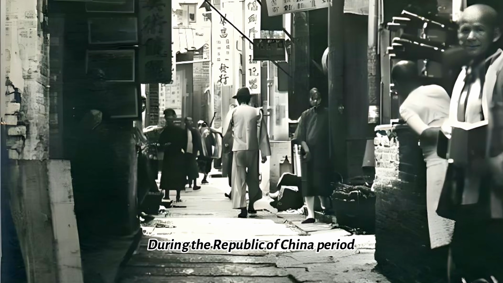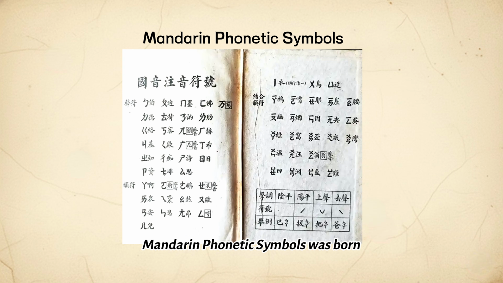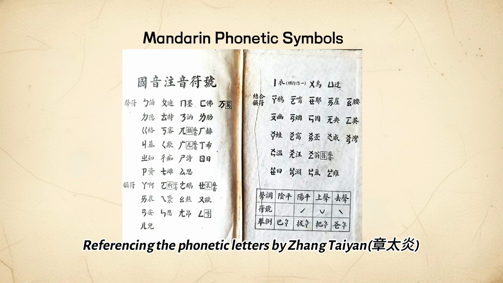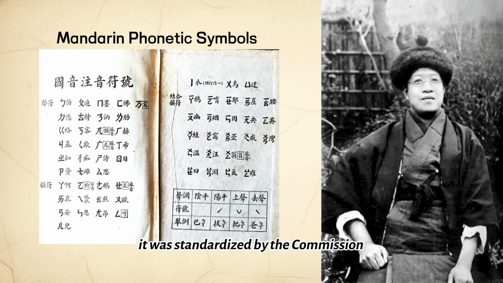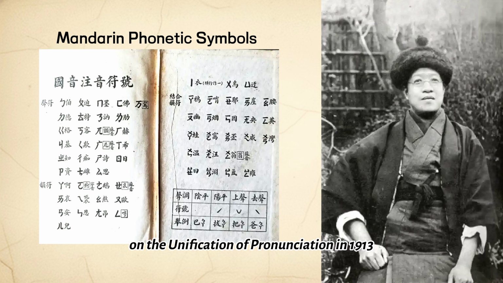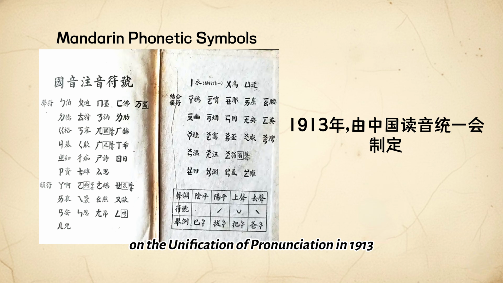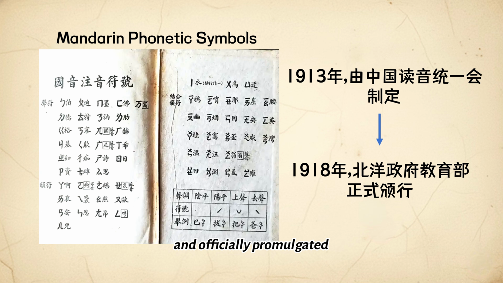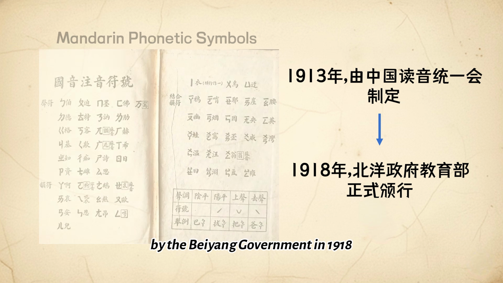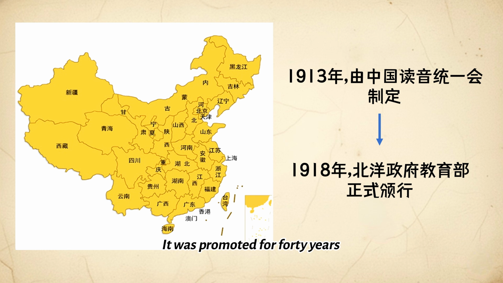During the Republic of China period, the Mandarin phonetic symbols were born, referencing the phonetic letters by Zhang Taiyan. They were standardized by the Commission on the Unification of Pronunciation in 1913 and officially promulgated by the Beiyang government in 1918. They were promoted for 40 years and are still used in Taiwan province today.